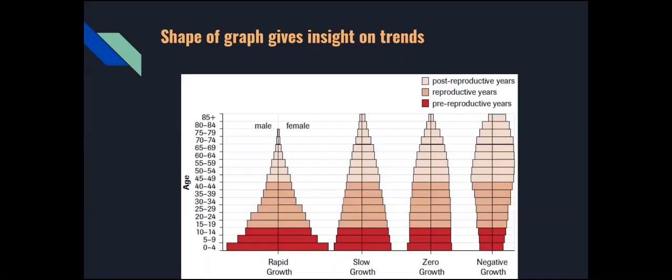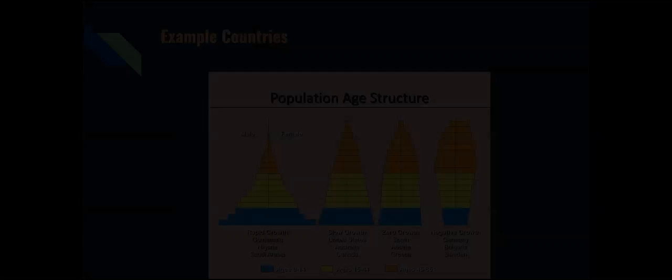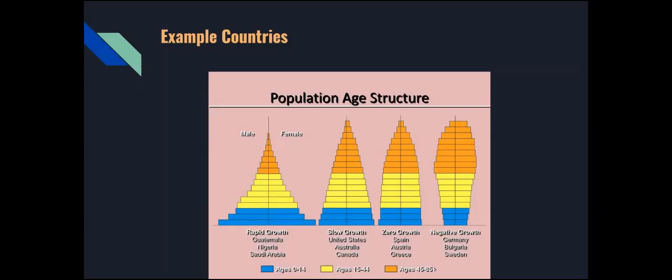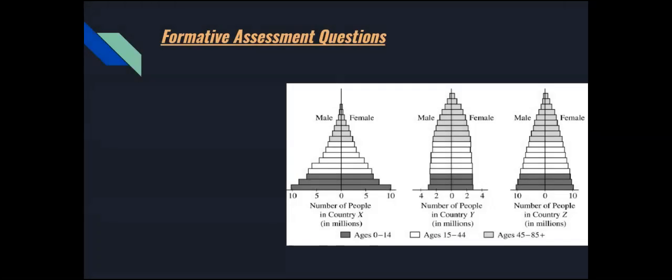Again, some examples of graphs that you're going to see. The shape of the graph gives us insight on the trends. You have rapid growth, slow growth, zero growth, and negative growth or decline. And you'll notice that you can tell by the shapes, the more young people they have, the faster that population is going to grow. And again, some more examples, but also some specific names of countries that fall into these categories. So just as a quick example, Nigeria is a population that is growing very quickly because there's more young people. However, a country that's actually declining is something like Germany, where they don't have as many young reproductive people.